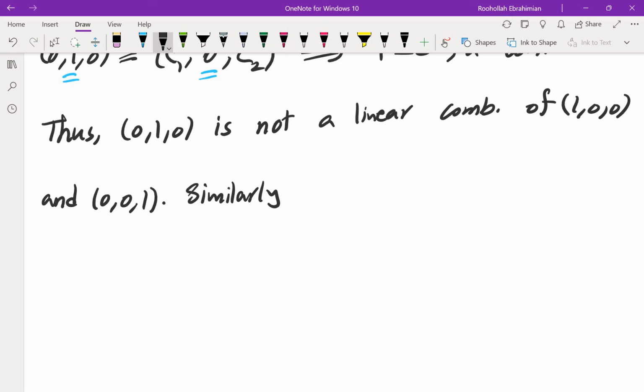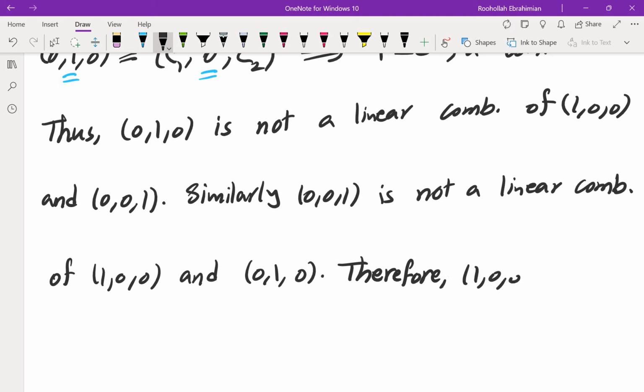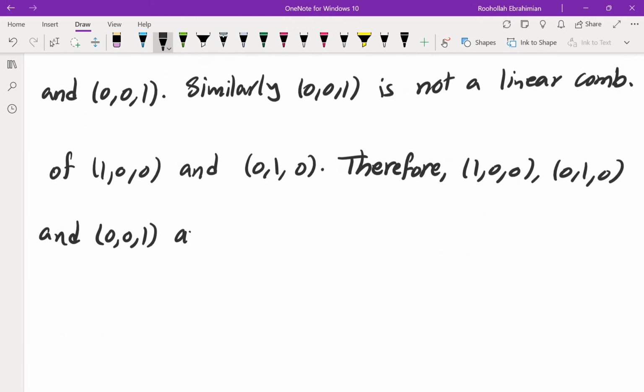Similarly, (0, 0, 1) is not a linear combination of (1, 0, 0) and (0, 1, 0). So what does that mean? It means none of them is a linear combination of the others. Therefore, (1, 0, 0), (0, 1, 0), and (0, 0, 1) are linearly independent.